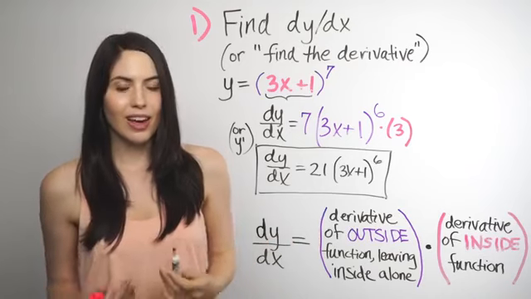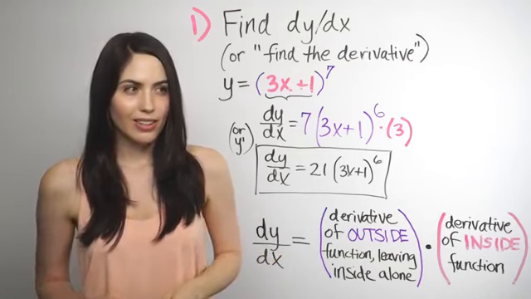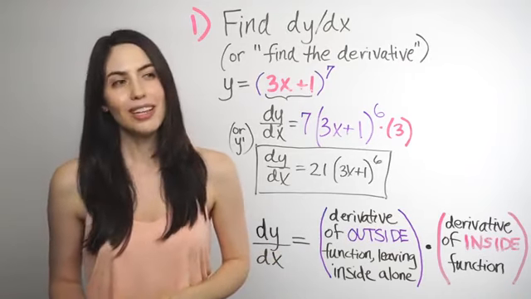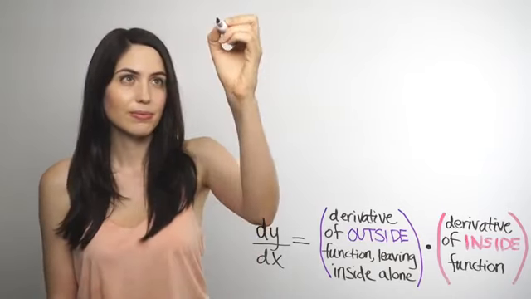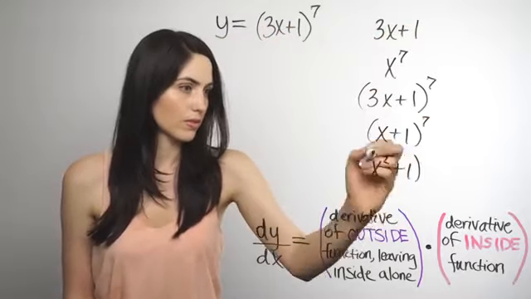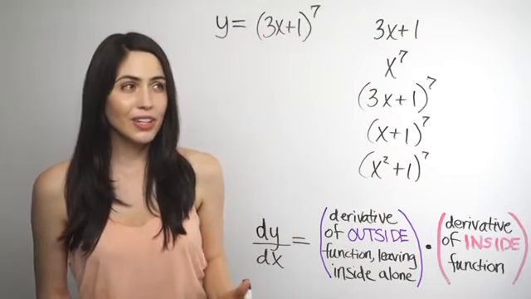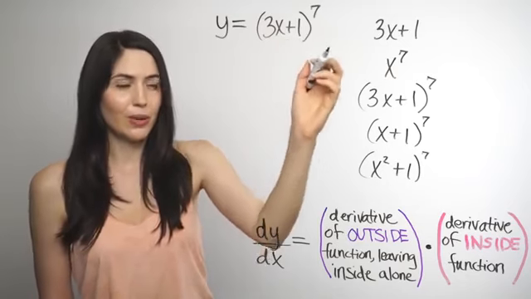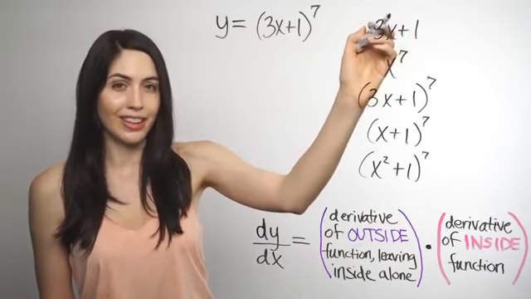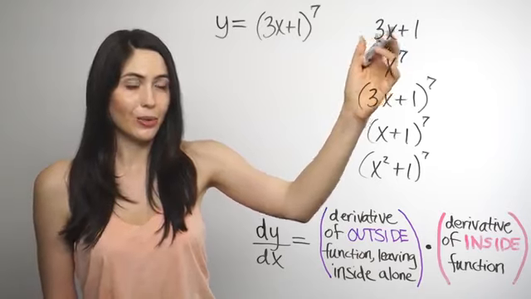Now the question is, how do you know when you need it? So for that, let's play a little game of chain rule or no chain rule. So how do you know when you need the chain rule? For this one we just did, definitely needed the chain rule. What if instead you'd been given a function like this, 3x plus 1? Would you need the chain rule?